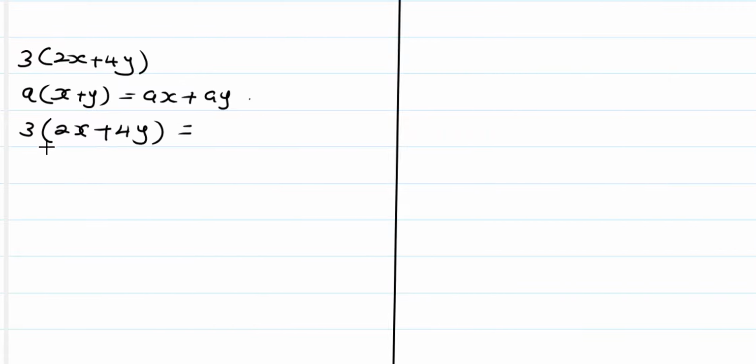Then from there, I can open the brackets where I have 3 multiplied by 2x, which becomes 6x, then plus 3 multiplied by 4y, which becomes 12y. And that becomes the solution for this question.